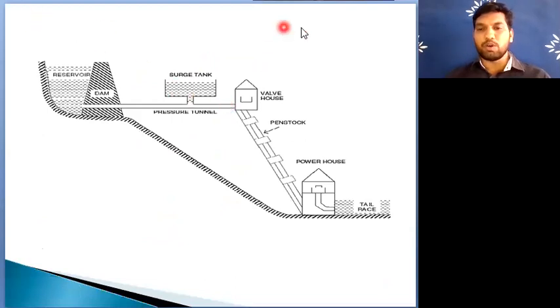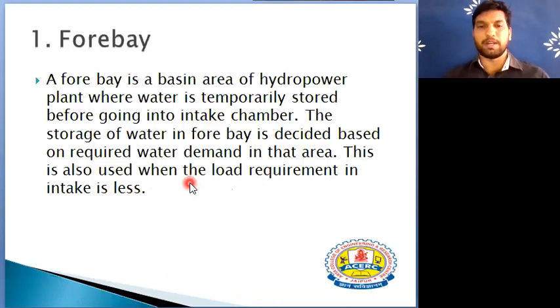This is the layout of a hydroelectric power plant where all the components are shown: reservoir, surge tank, penstock, valve house, powerhouse, tail race. So these are the components shown in the layout of a hydroelectric power plant.